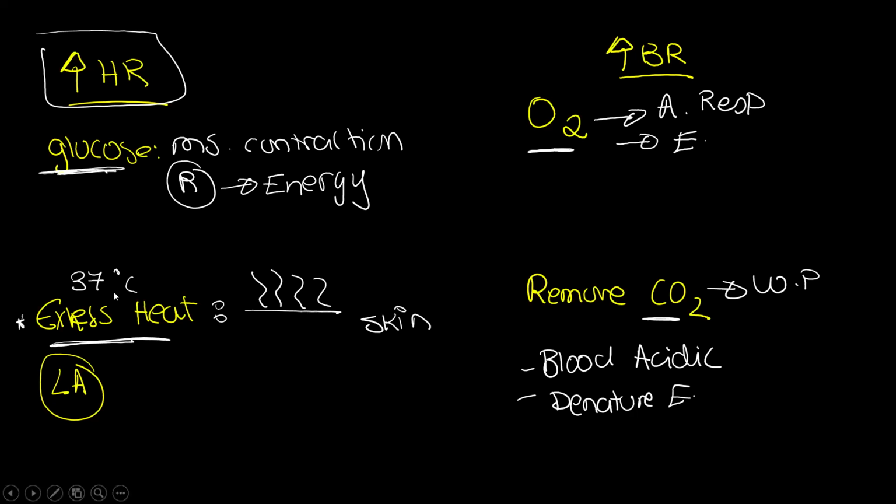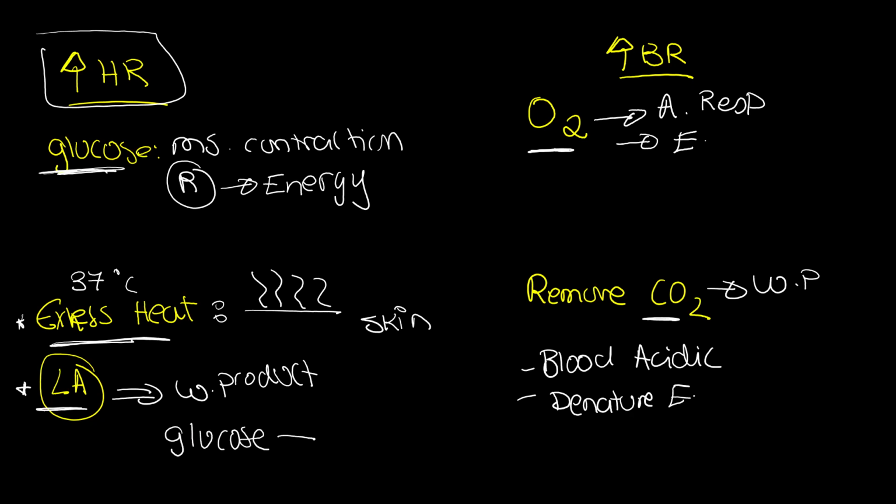Also, the heart rate will increase to remove the excess lactic acid. This lactic acid is a waste product from anaerobic respiration. Glucose is broken down without oxygen to give me lactic acid. Lactic acid is also an acid that will make the blood acidic and will denature the enzymes, so I have to remove it. How and where is it removed? We will take it in the next lesson, respiration.